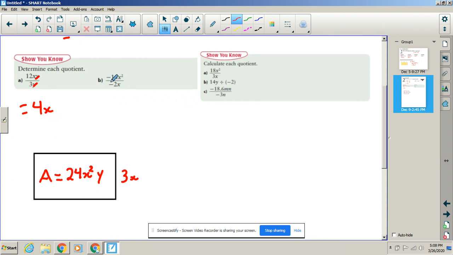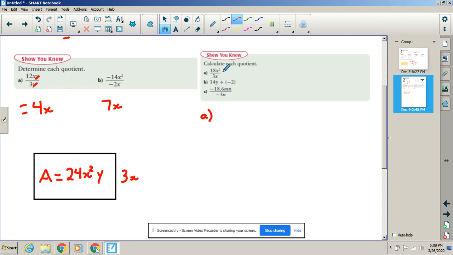B, negative 14 divided by negative 2. Again, be careful, that's integers. Negative divided by negative is positive, so that is positive 7. And x squared divided by x, again, keep your bases, subtract your exponents, that just becomes x, or x to the first.